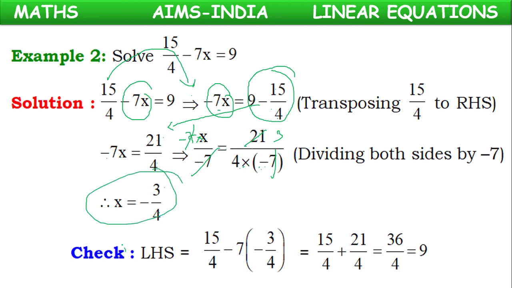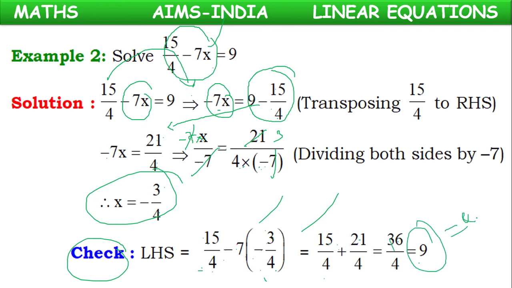If you want to check, we can cross check it. We can substitute in the place of LHS: 15 by 4 minus 7 into minus 3 by 4. In the place of x, we are keeping the value. LCM is 4. Here we have 15. Here minus into minus is plus, 7 3s are 21. 15 plus 21, 36 by 4. 4 9s are 36, which is equal to RHS. So our answer is correct.